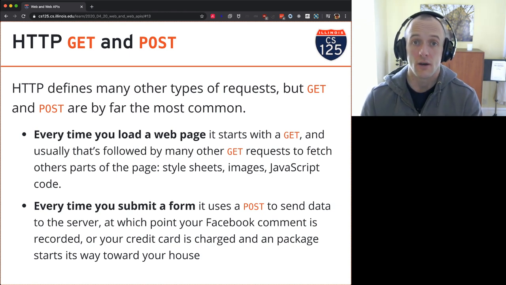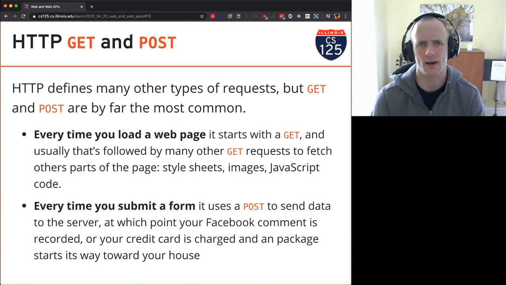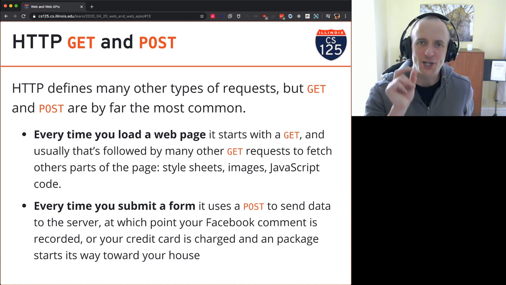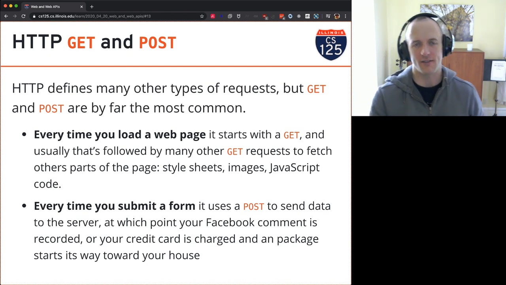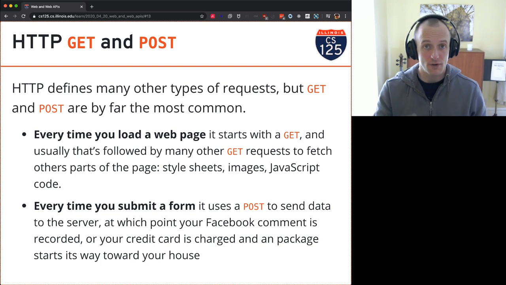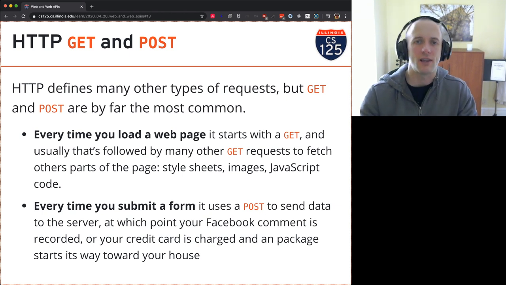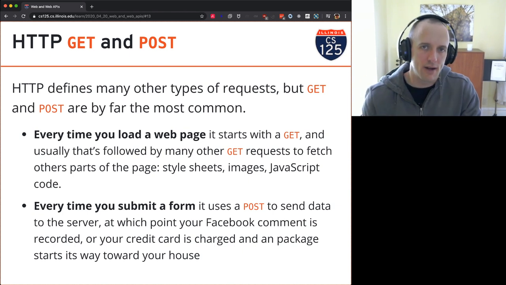You're asking the server, hey, I want to know what's on the fourth page of shoes, sorted by price descending or something like that. But when you put something into your cart, now you need to tell the server something. You need to tell the server, hey, I'm interested in potentially buying this pair of shoes. So when you do something like add to cart, typically that sends a POST request back to the server with some information from your client saying, hey, server, I would like to put this particular shoe into my cart.